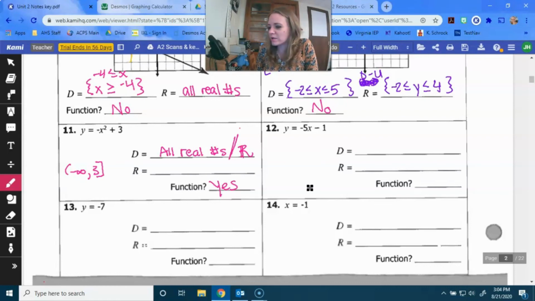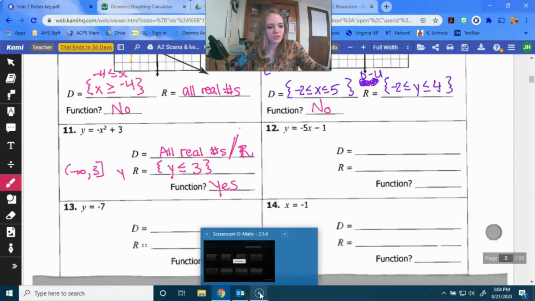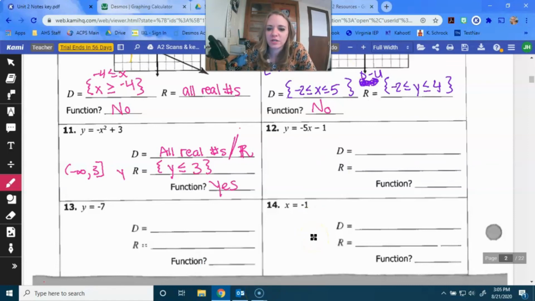But what we're going to write right now is say that now range is your y's. We're going to say that y, how would I interpret this? y is less than or equal to 3. And write it in set notation like that. Okay? Alright, hopefully that makes sense to you. Why don't you try the next 3.